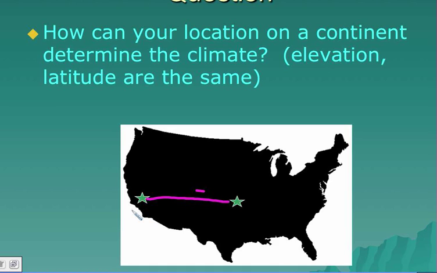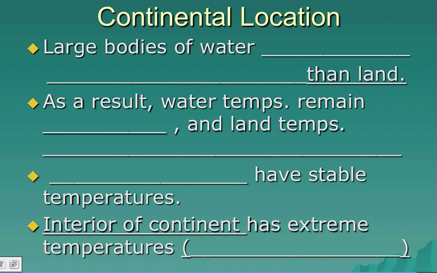The main difference between these two then is their continental location. Here I have a coastal city, where here I have an inland city. That simple fact causes a change in climate. So continental location is really stating where is it on the continent. Is it the coast or is it inland?